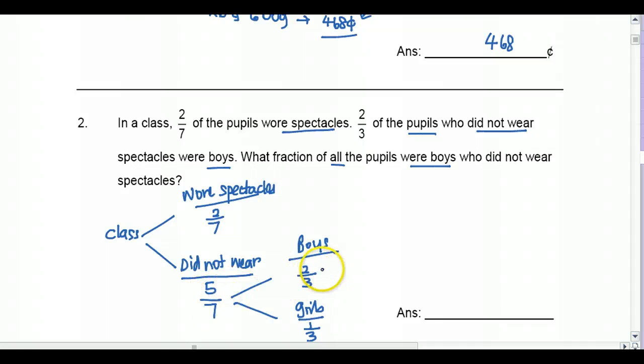So now 2/3 of those who did not wear, so it is 2/3 times 5/7. And 1/3 times 5/7. This is 10 out of 21, and 5/21. 10/21 plus 5/21 will give me 15/21. I realize that if I times 3, I will get 15/21. So what fraction of all the pupils were boys who did not wear spectacles? The answer is 10/21.